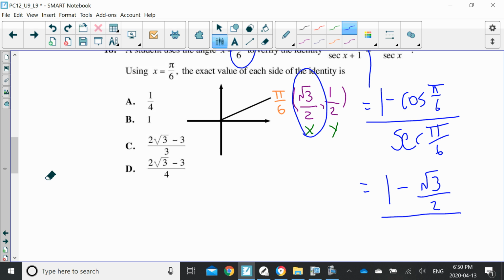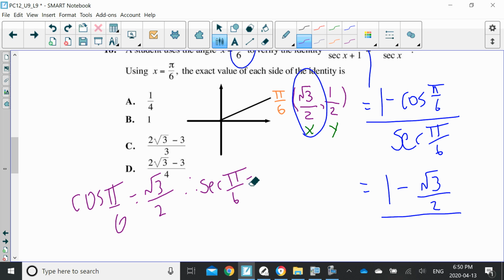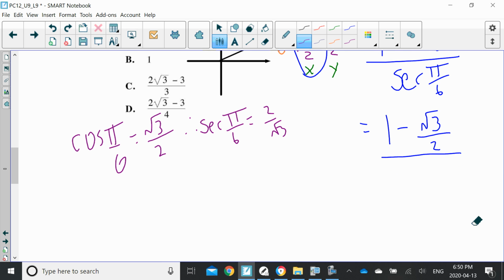Just off to the side, I'm going to write down, remember that secant is the reciprocal of cos. So if the cos of pi over 6 is equal to root 3 over 2, then the secant of pi over 6 is equal to the reciprocal of root 3 over 2, which is 2 over root 3. Okay, so the secant is 2 over root 3.